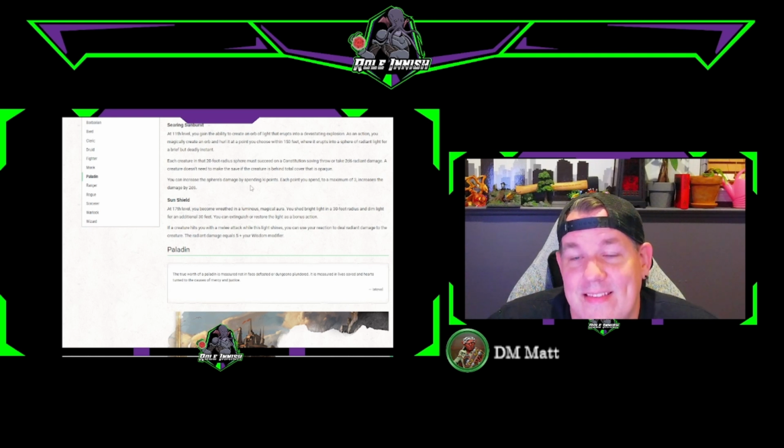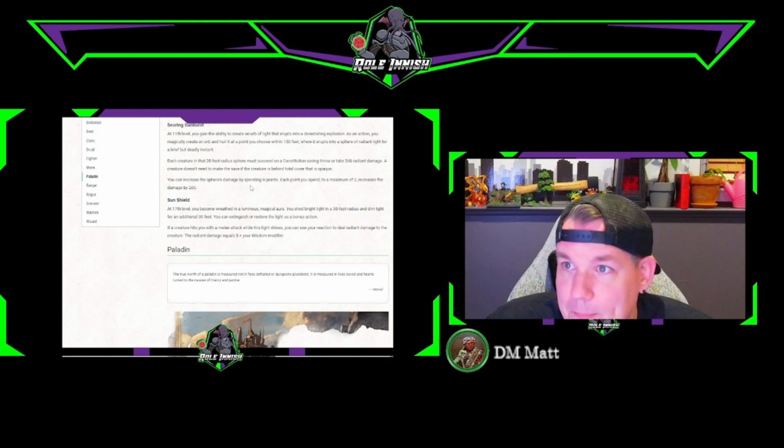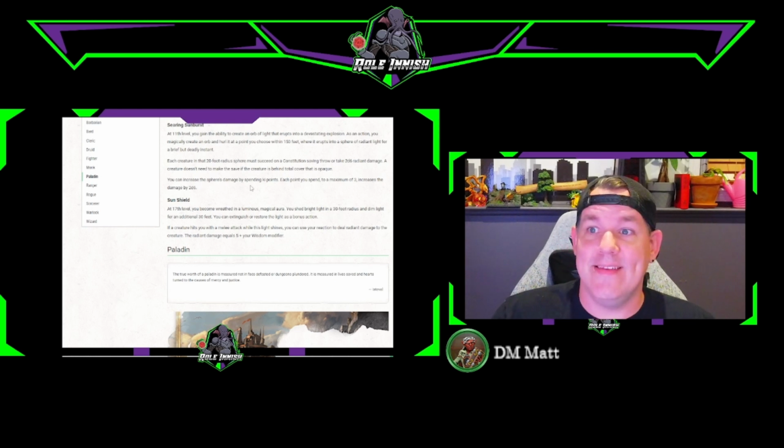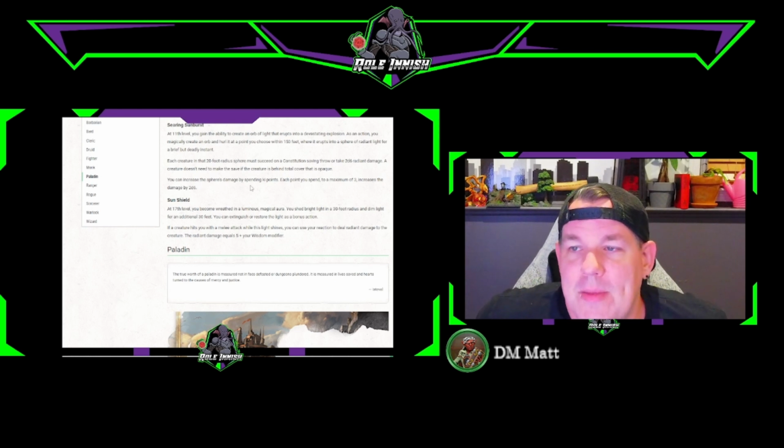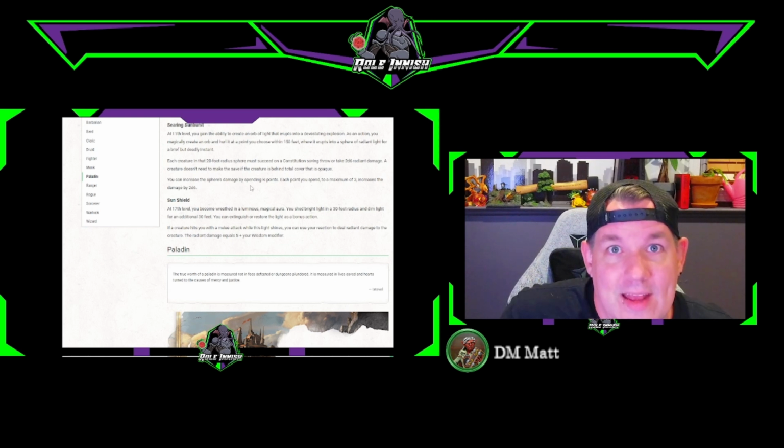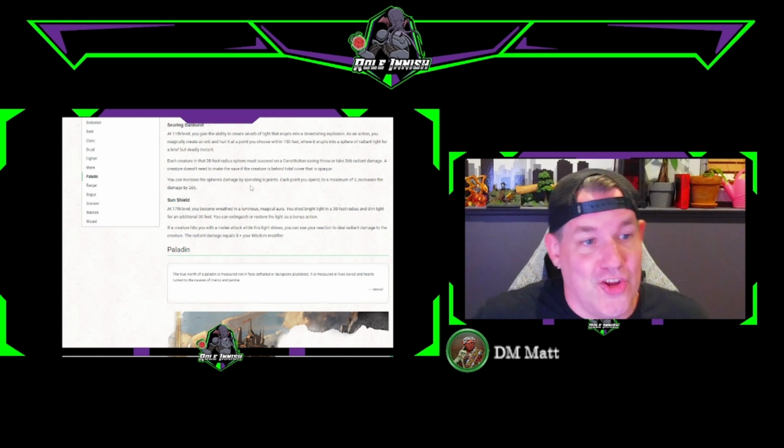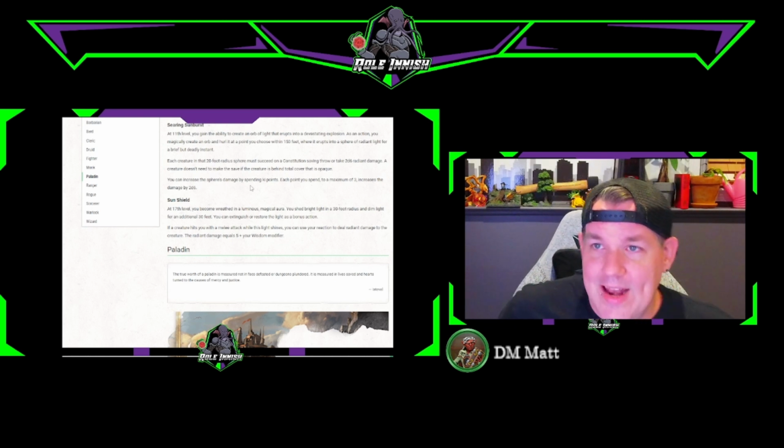Just, it says you can use your reaction to deal radiant damage. Not attempt to attack. It's you use your reaction to just deal radiant damage. And the damage is going to be 5 plus your Wisdom modifier. It's not a ton, but it's a good amount. I'll take that. I'll take anything I can get.